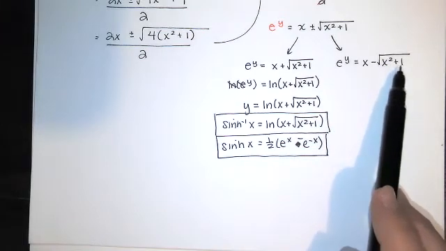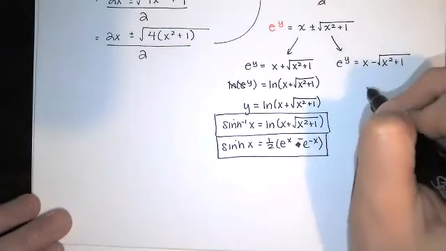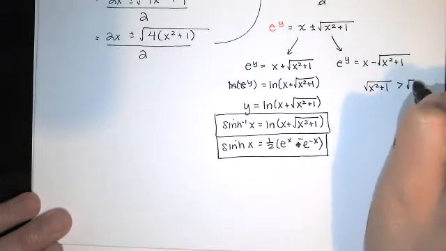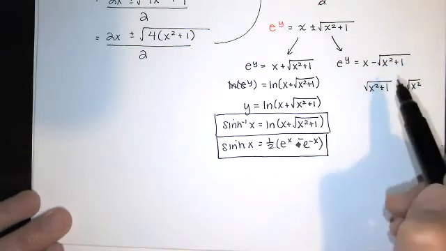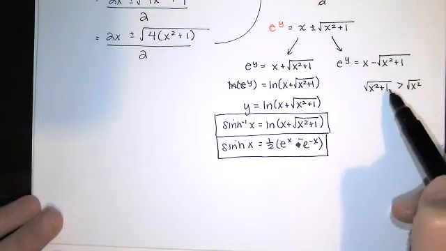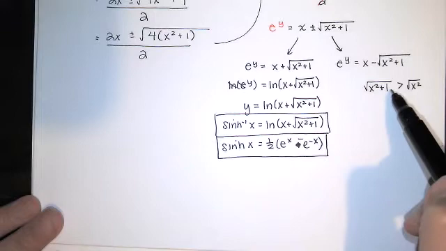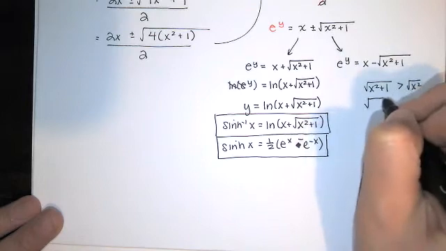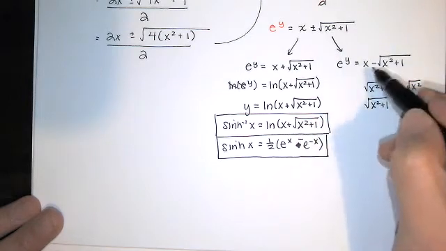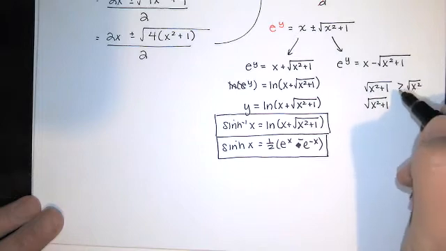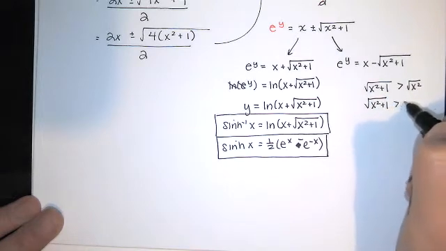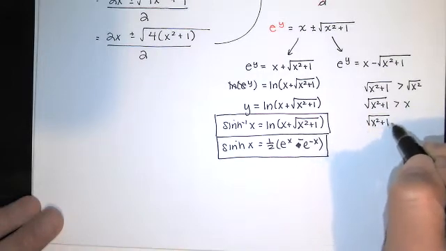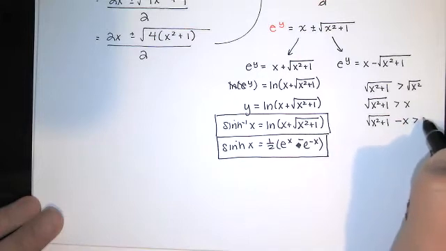The square root of x squared plus 1 is always greater than the square root of x squared. And the reason is because you have this plus 1 under the radical. There's just a slightly larger number under the radical here than there is here. So what does that mean? Well, if we're talking about positive x values, the square root of x squared plus 1 is greater than x. And that means the square root of x squared plus 1 minus x is greater than 0.